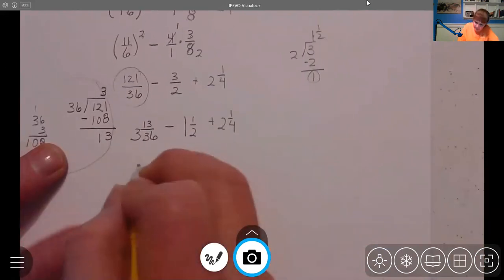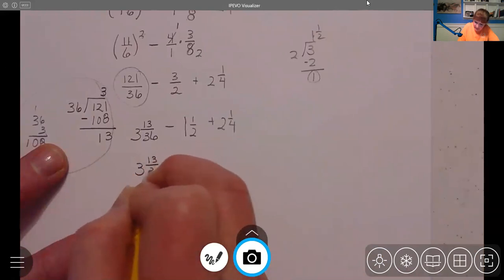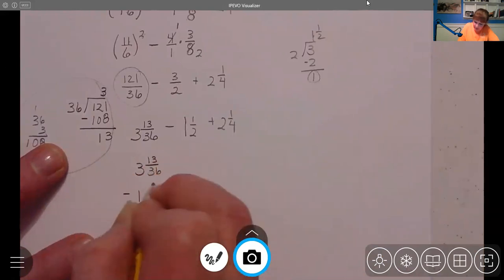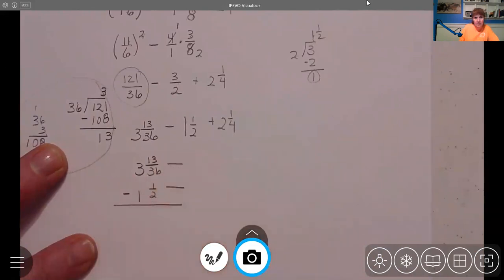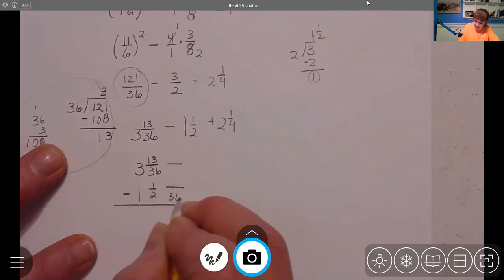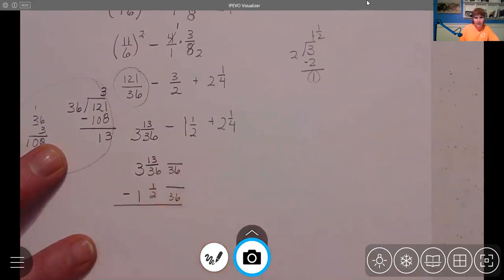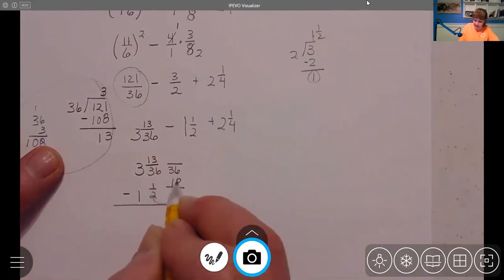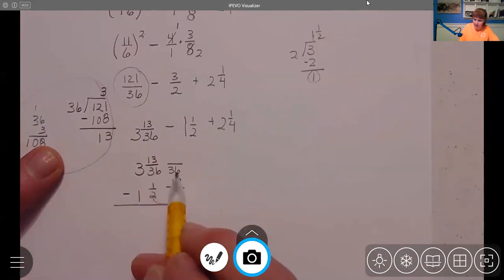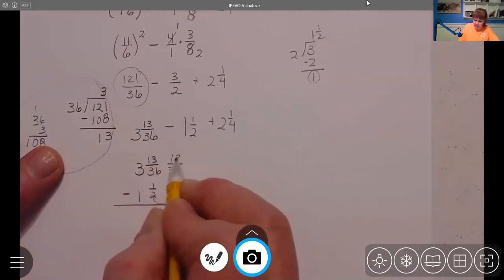So we've got 3 and 13/36. I'm going to subtract 1 1/2. The common denominator would be 36. Okay, so here this is 18. Multiply by 18, multiply by 18. Multiply by 1, multiply by 1.